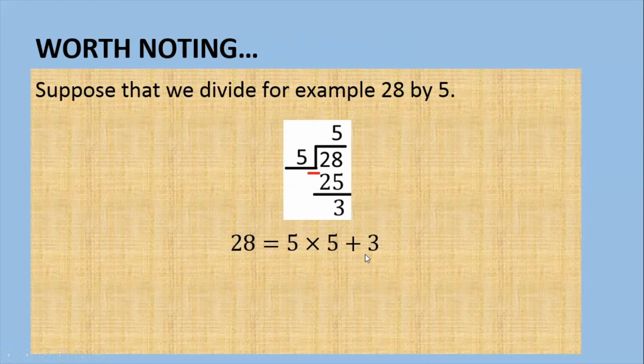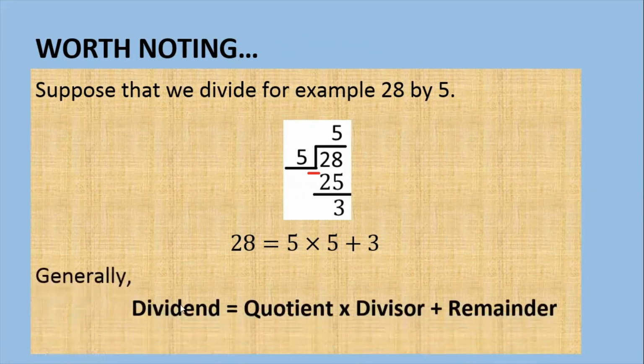So generally, the dividend, in our case it is 28, will be equal to the quotient, in our case 5, times the divisor, which is 5, plus the remainder, which is 3. So 5 times 5 is 25, and 25 plus 3 is 28.